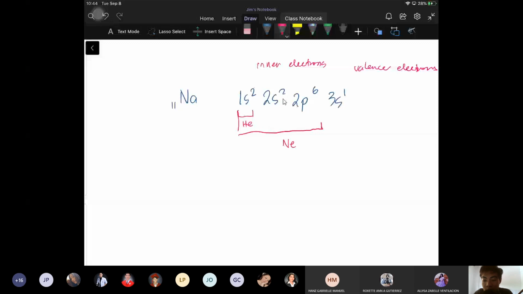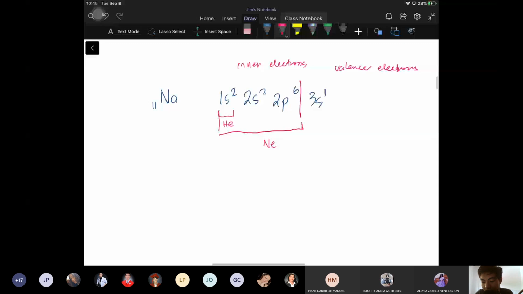Okay, so hanggang dyan lang ako, kasi yung 3s1, hindi na ako makakagawa ng noble gas with that electron. So the idea is that etong group na to, hanggang dyan sa 2p6, yan ay noble gas configuration. Yan yung aking inner electrons. I can represent my electron configuration as the complete electron configuration, or I can condense it, pwede ko siya paigsain, pwede ko siya gawing neon 3s1. So this one is my inner electrons, and this one would be my valence electron.